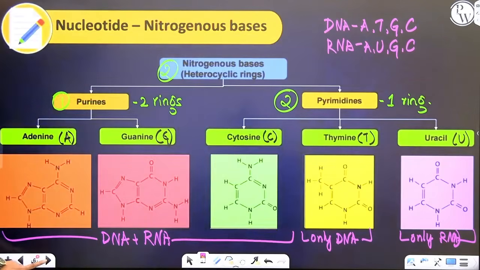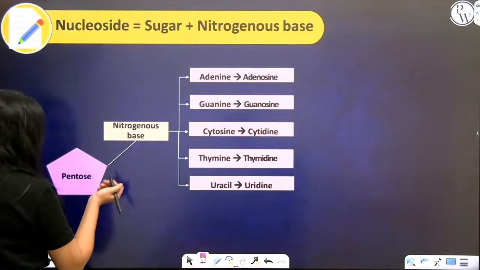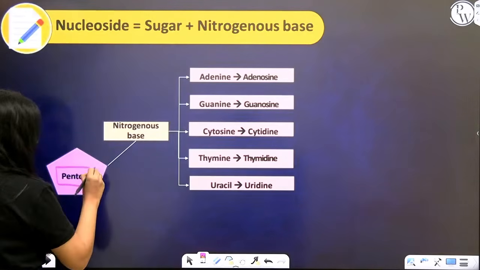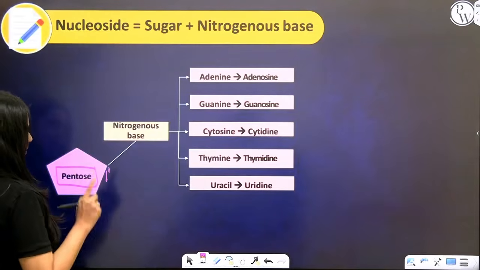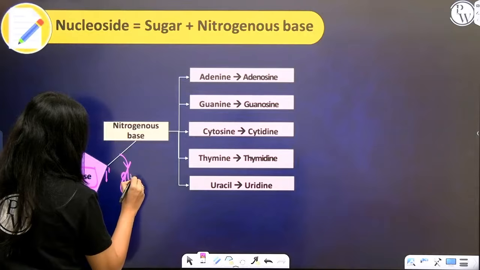I hope this is clear. Now let's move on and talk about what nucleosides are. I already mentioned that regardless of whether it is DNA or RNA, you will have a pentose sugar. To the first carbon of this pentose sugar, the 1 prime carbon, a nitrogenous base is attached by means of a glycosidic bond.